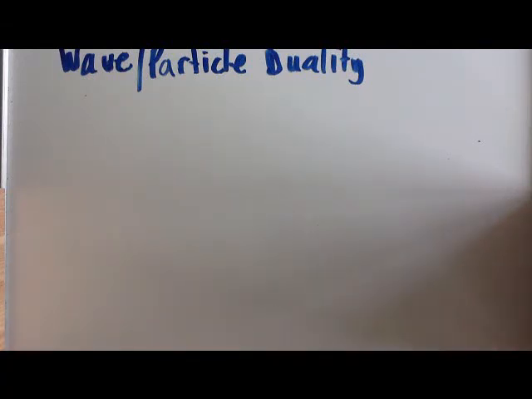In this video, we want to consider the evidence for the wave-particle duality. I'm going to look at electrons, and I'm going to look at light. First of all, the electrons. What is the particle evidence for electrons, or electrons behaving as particles?